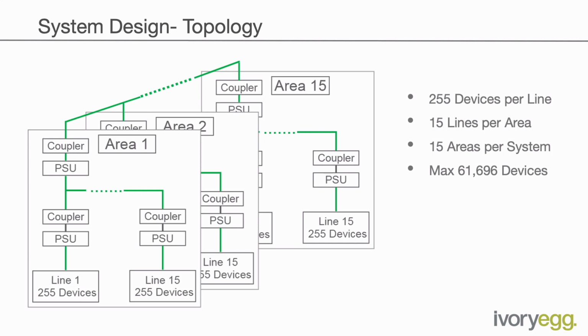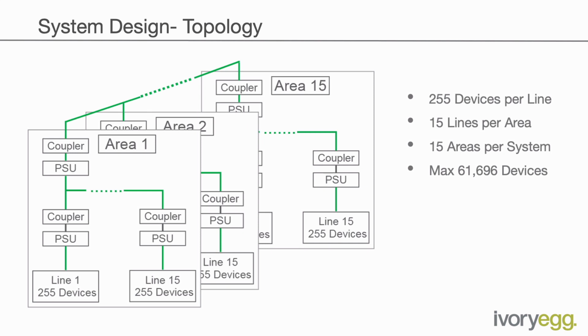So from a line, we can add a coupler, and that will create an area line or a main line. From that main line, we can have up to 15 lines. We can then take that area and go up another layer and connect that area to a backbone line. That line can have 15 areas hanging off it. So we can have 15 areas, each of them with 15 lines, and each line can have 255 devices. Now, any of those layers could actually be IP.